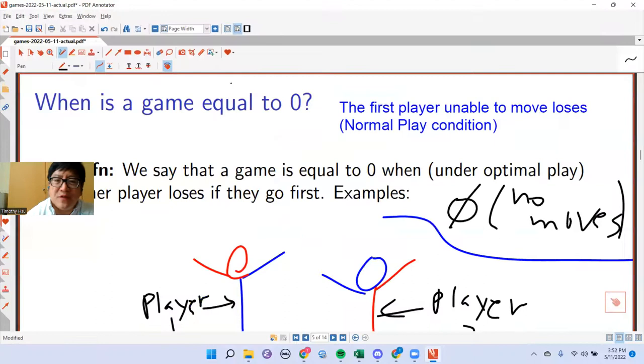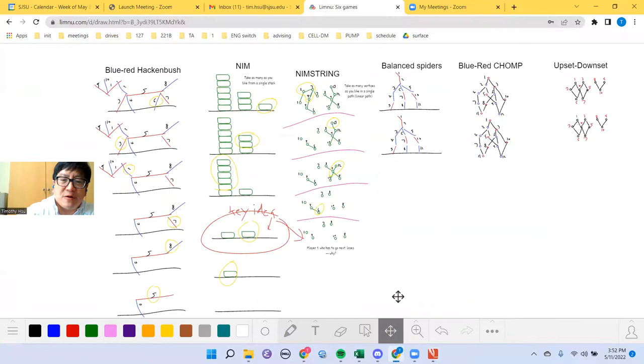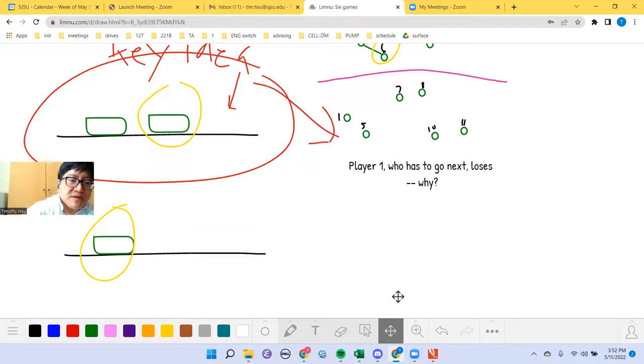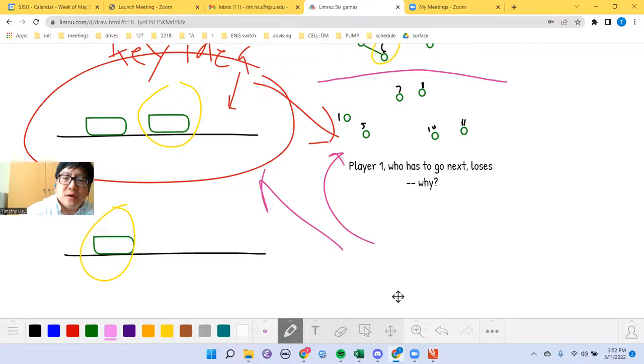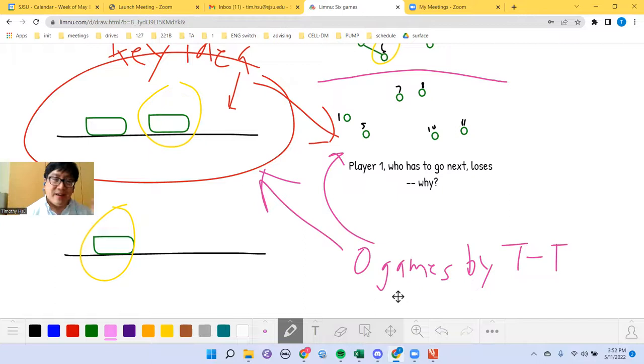So one thing I want to point out is that this gives us a little bit of insight into what was going on with these games here. When I said there's a key idea here, we see that at this stage over here, both of these are zero games. That is first player loss, second player win, by Tweedledum Tweedledee. Because when your things are green, the opposite color, traditionally the notation for moves that anybody can do.